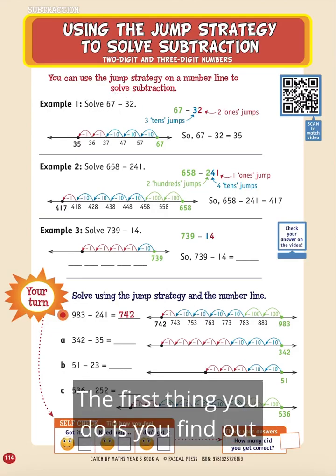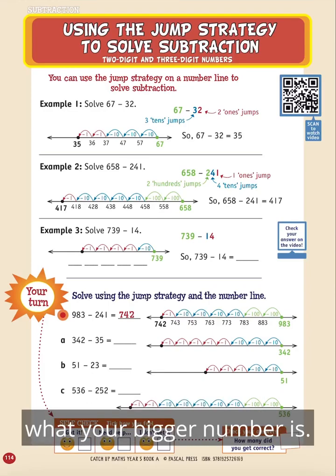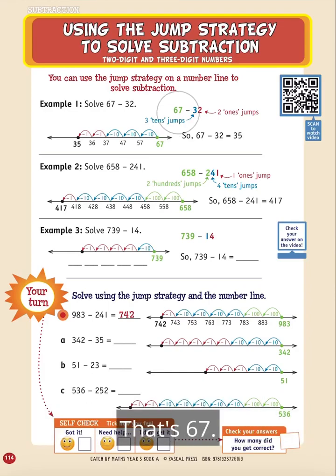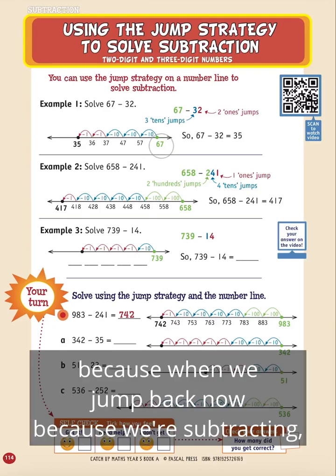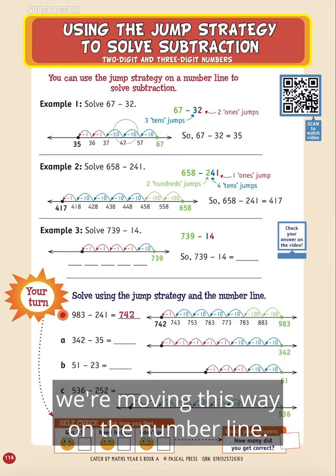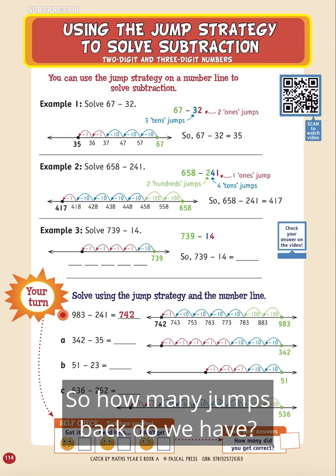The first thing you do is you find out what your bigger number is. That's 67, so 67 we put on the far right of our number line, because when we jump back, because we're subtracting, we're moving this way on the number line. So, how many jumps back do we have?